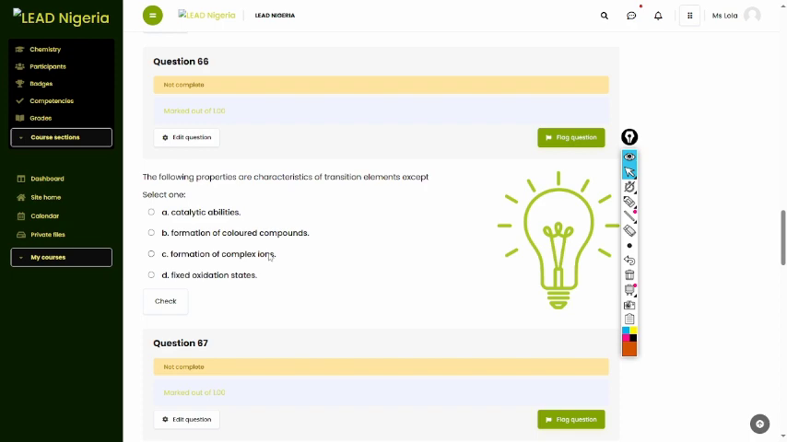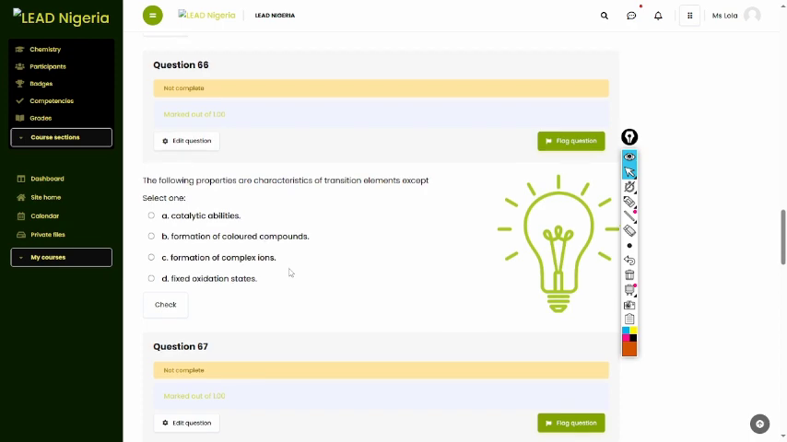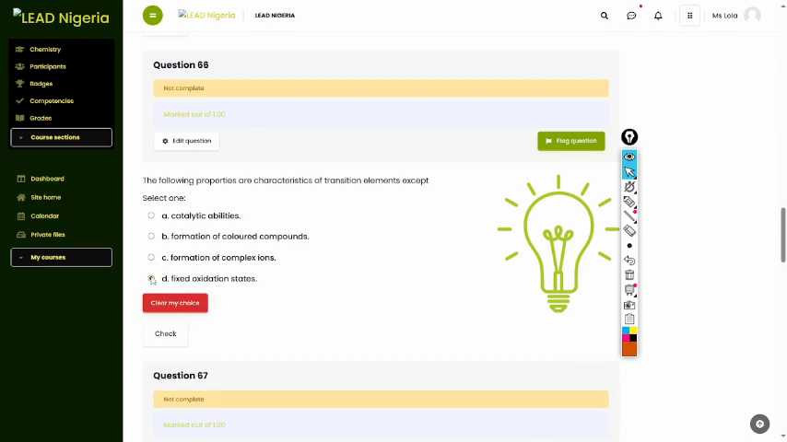An example of a complex ion would be copper hexahydrate. Okay, so that's copper surrounded by 6 water molecules. Now, fixed oxidation state. This is wrong because they can have multiple oxidation states. An example is copper. Copper can be copper 1 plus and copper 2 plus. Iron can be iron 2 and iron 3, so they do have multiple oxidation states. So the correct answer is D.